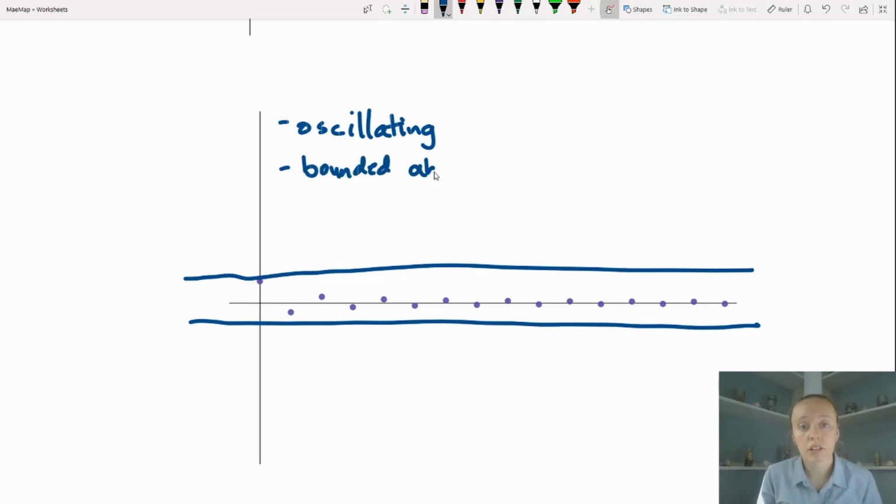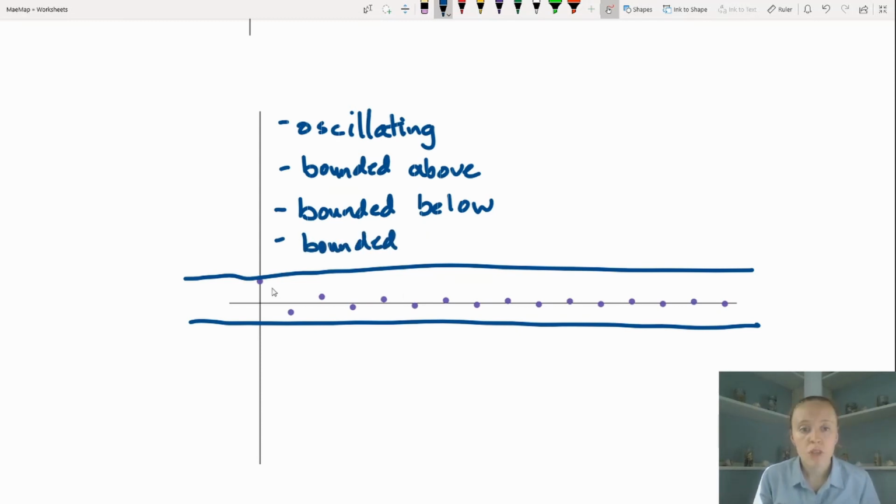And if we're both bounded above and below, that means that we are indeed bounded. So think about this. Here is an oscillating sequence that's bounded, and what does it look like we're going towards? Looks like we're going towards 0. So this is going to indeed converge.